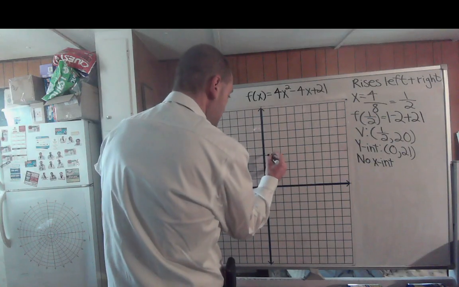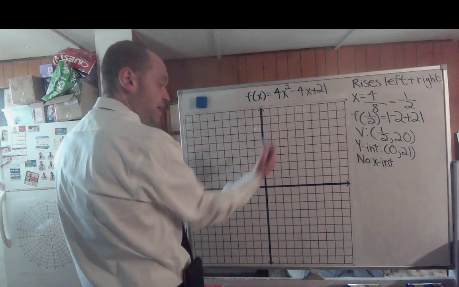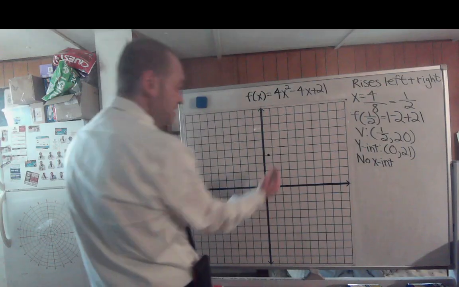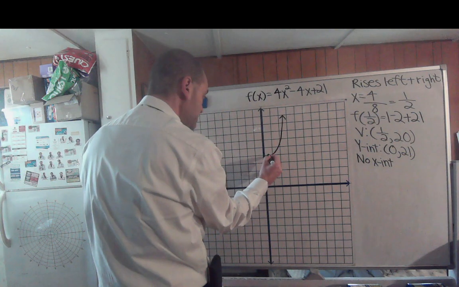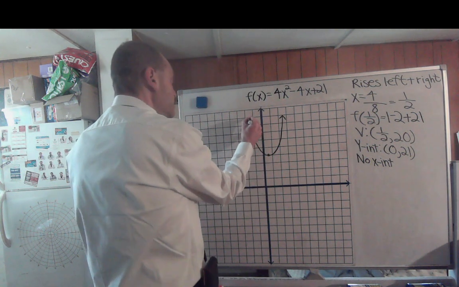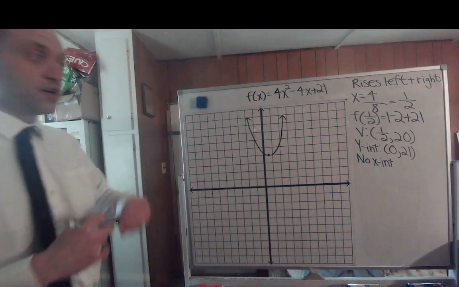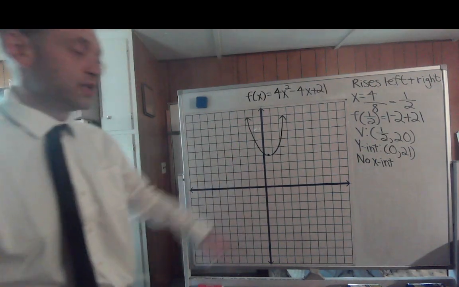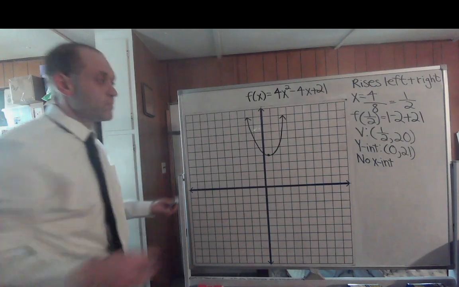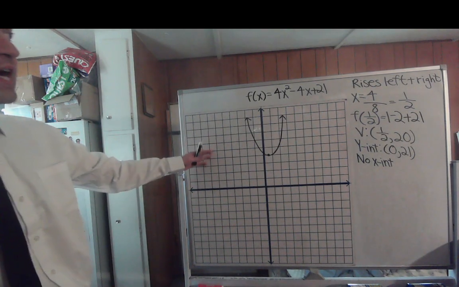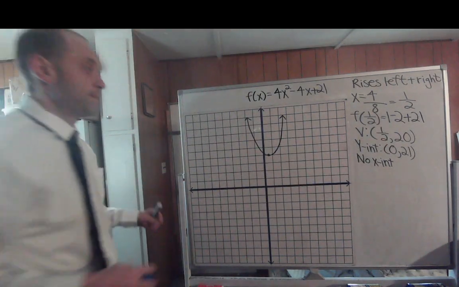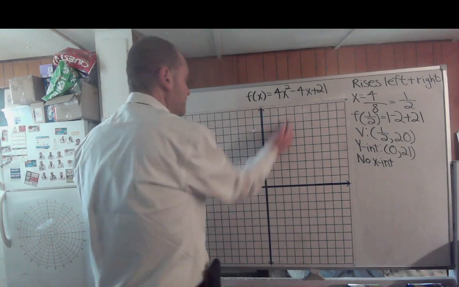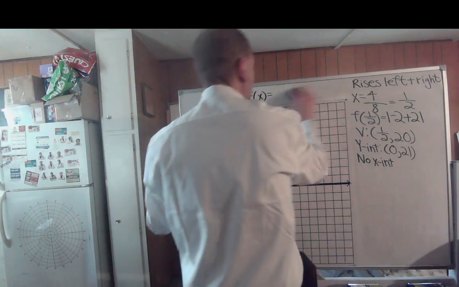So if it rises to the left and right and your vertex is above the x-axis, it's plain to see you're not going to have any x-intercepts. So you can save yourself a lot of grief of trying to use the quadratic formula and solve all this. Okay, so there's your graph of this parabola with vertex found at 1/2, 20. I've got one more for graphing, then I have a few problems of another type.